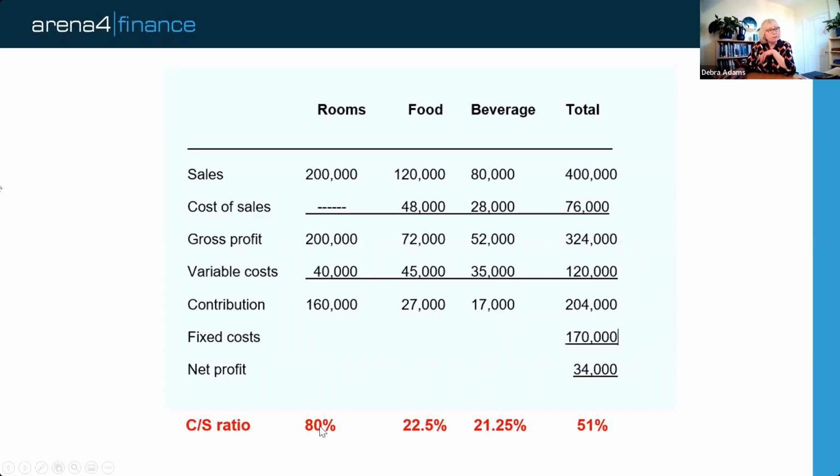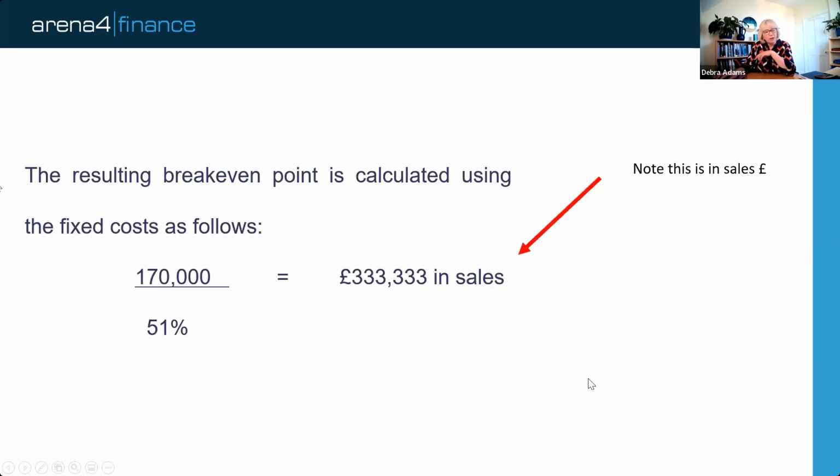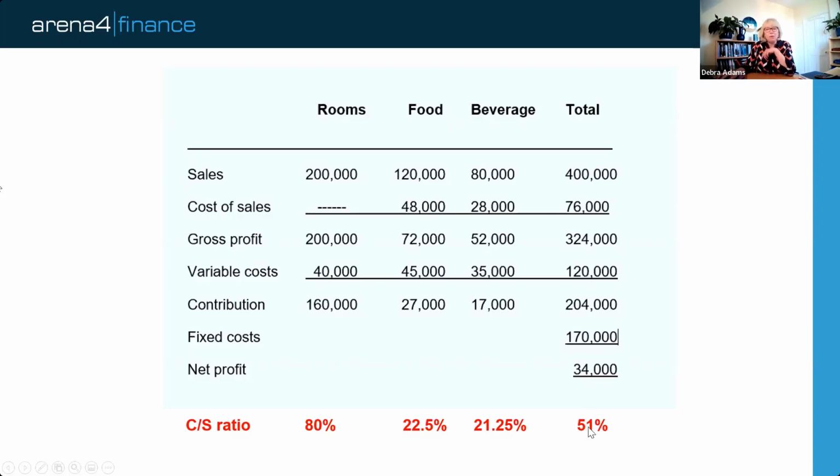And then these were the contributions from my previous table. So 80% for rooms or accommodation, 22.5 and 21.25. But the new interesting number is this one over here, the 51%. Because that is my weighted contribution. And this 51% here will vary if my sales mix changes across the top here, or if my variable costs change. But this is my weighted average for contribution.